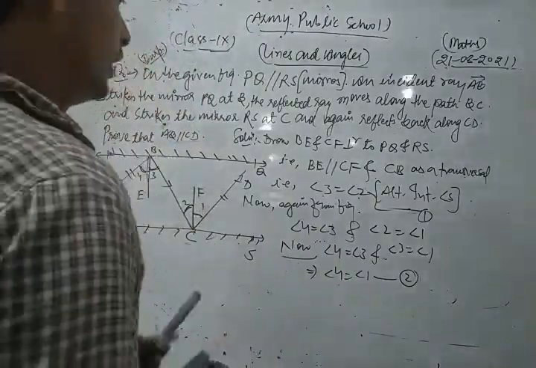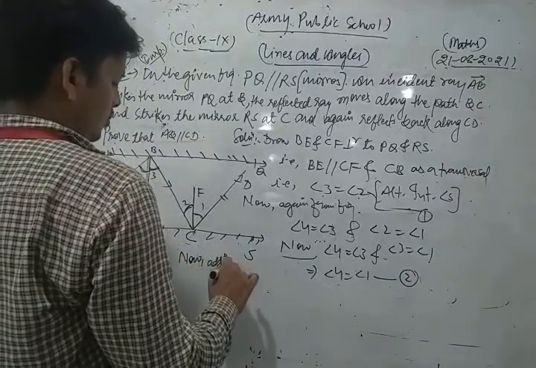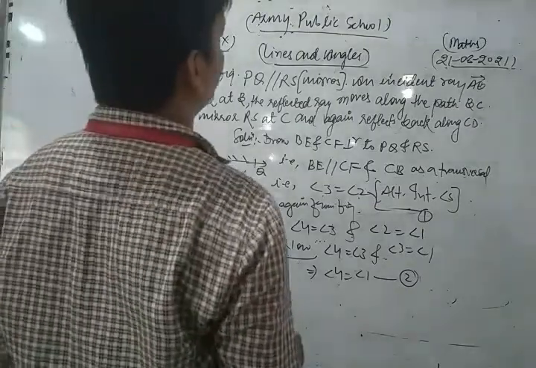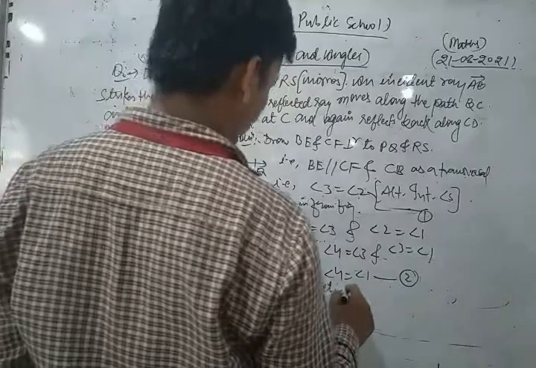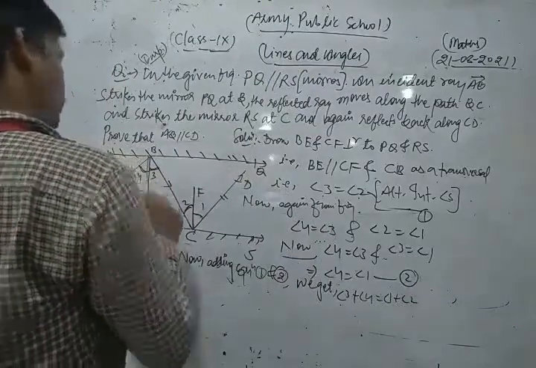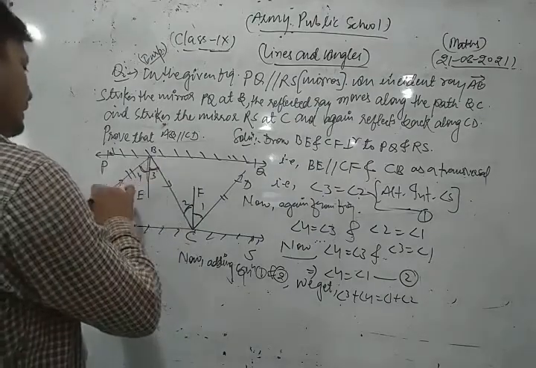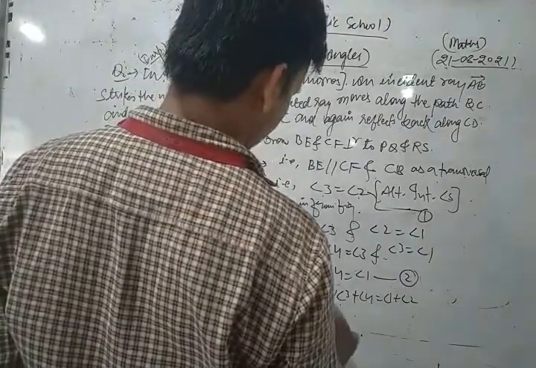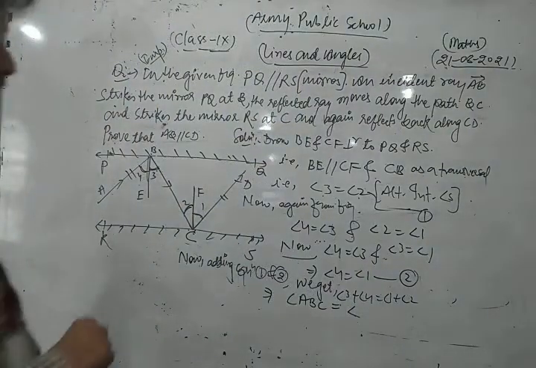Now adding equations 1 and 2, we get angle 3 plus angle 4 is equal to angle 1 plus angle 2. Now from the figure, angle 4 plus angle 3 is equal to angle ABC, and this is angle BCD. So angle ABC is equal to angle BCD.